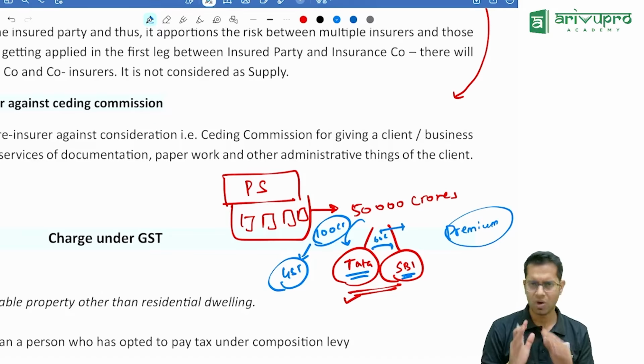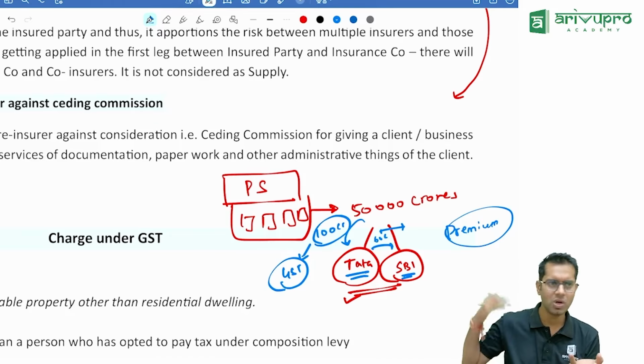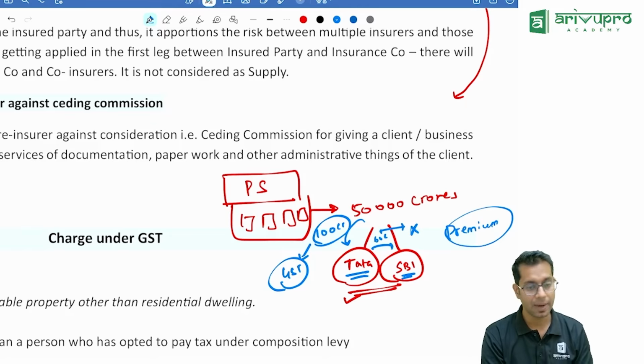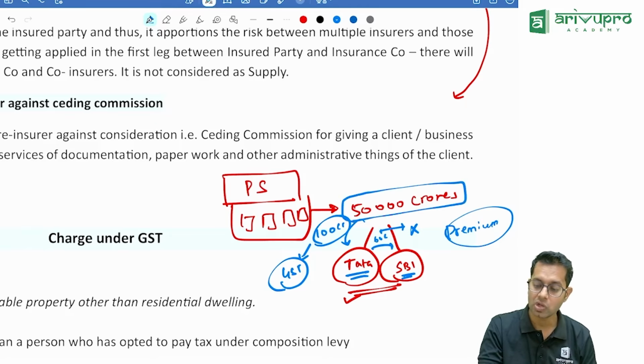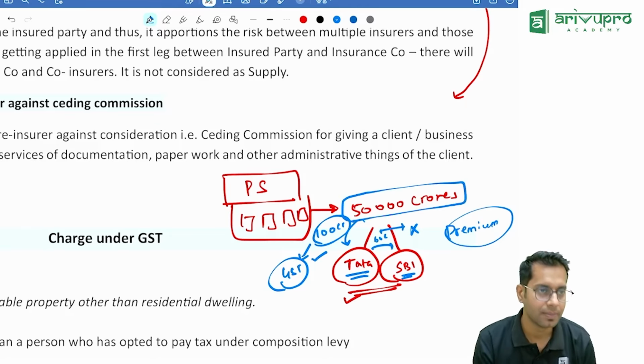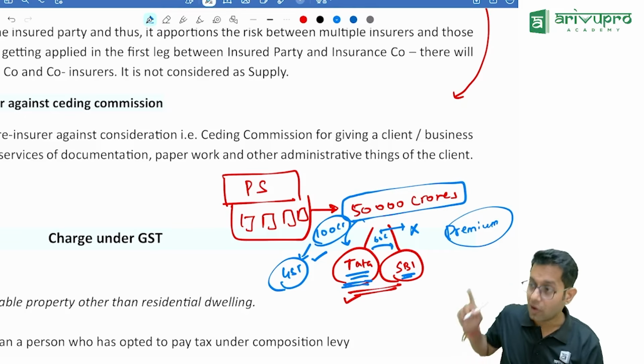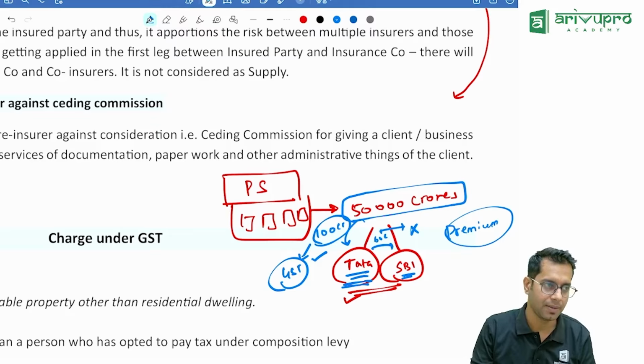Lawmakers have told, normally yes, it is treated as supply, right? You are taking insurance. But lawmakers have told no, this transaction is not treated as supply because you are taking insurance on the same product on which GST is already paid. So the condition is that Tata should have paid GST. Then only for SBI it is not a supply. I'll repeat.